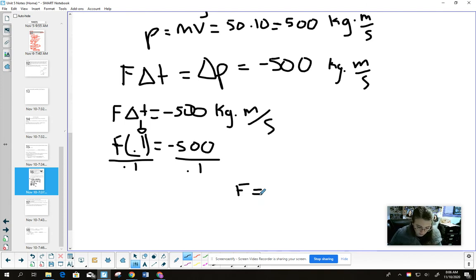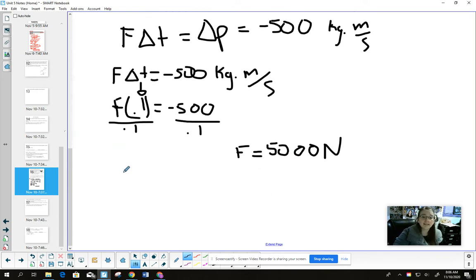500 divided by 0.1 is 5,000 newtons. That's a lot for a body to feel. It's going to hurt. Yes? Versus, let's say now he has an airbag. So what happens is he hits the airbag going with this much momentum. He is going to come to a stop. But what happens is the airbag absorbs him. And the time it takes him to come to a stop now is, let's say, 2 seconds.